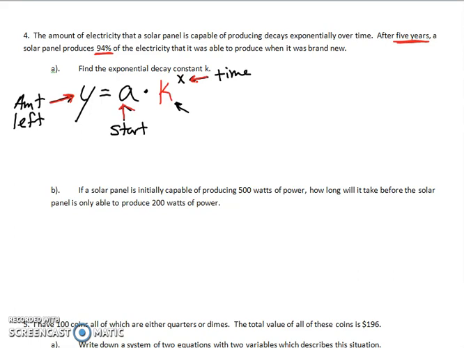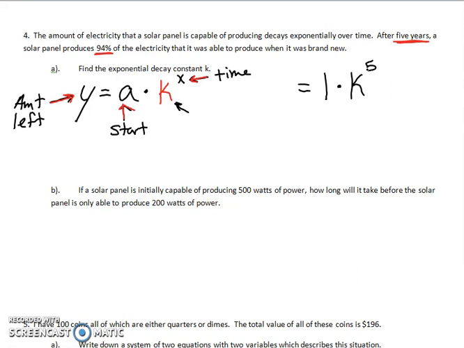So I'm going to plug this in then. I'm going to have a 1 for my A value. We're searching for our K. I don't know what that is. And then my X that I'm looking at is I'm going to say 5 years for my X. Okay?